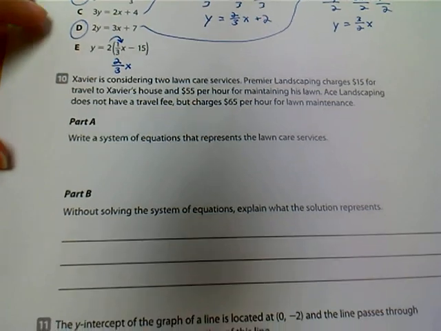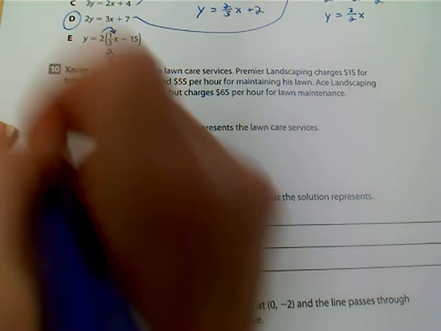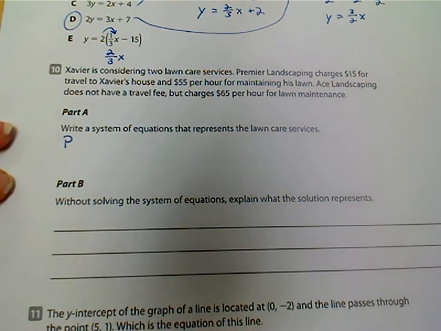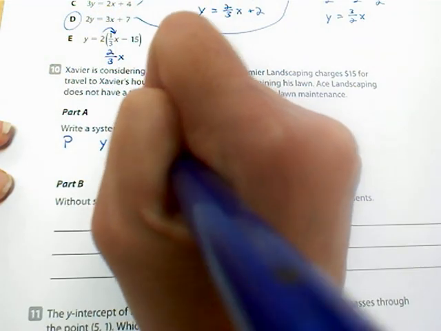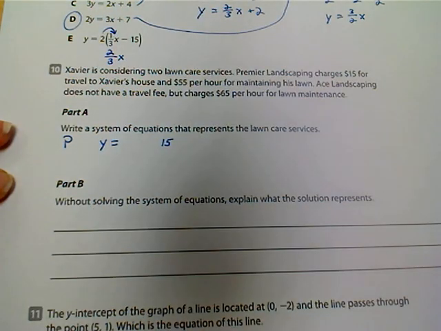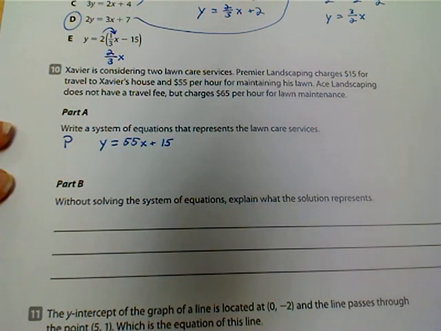10. Xavier is considering 2 lawn services. Premier Landscaping charges $15 for travel to Xavier's house and $55 per hour for maintaining his lawn. Ace Landscaping does not have a travel fee but charges $65 per hour for lawn maintenance. Write a system. All right, so we got Premier. I'm just going to label that with a P. $15 for travel. Never heard of that before. So that's a flat rate of 15. And $55 per hour, that is your rate. So 55x plus 15 for Premier.